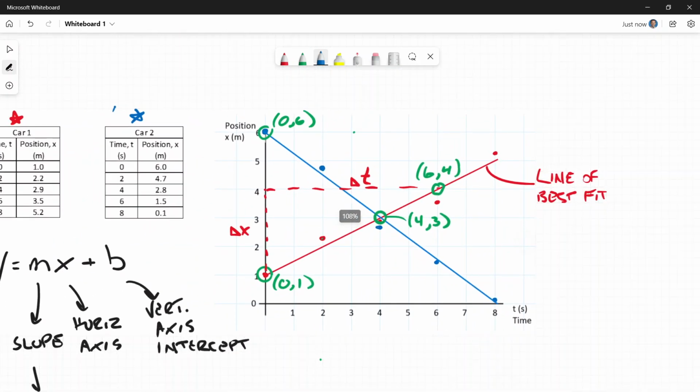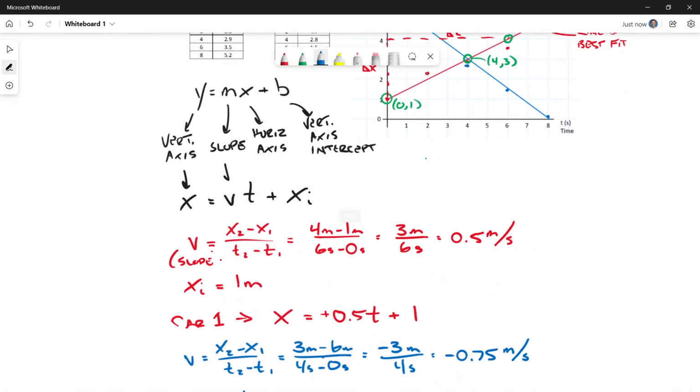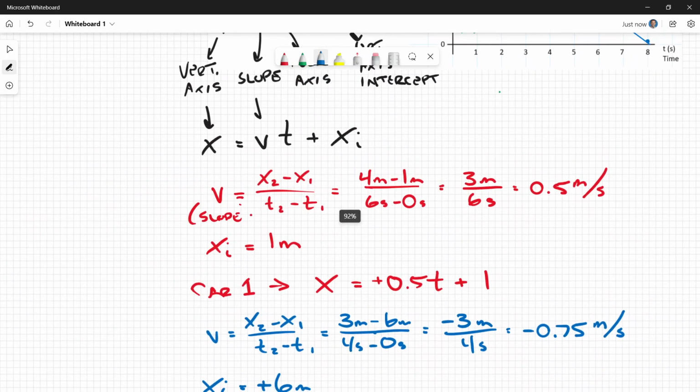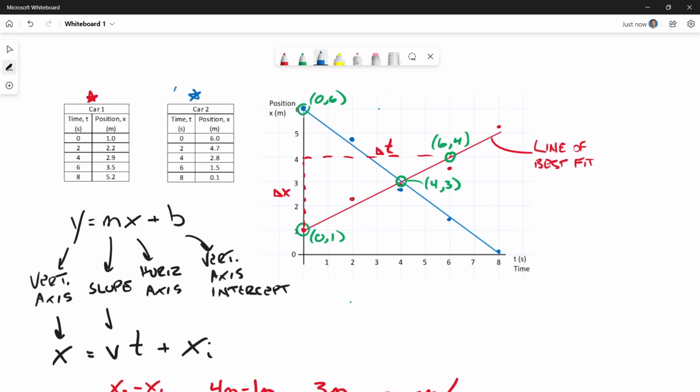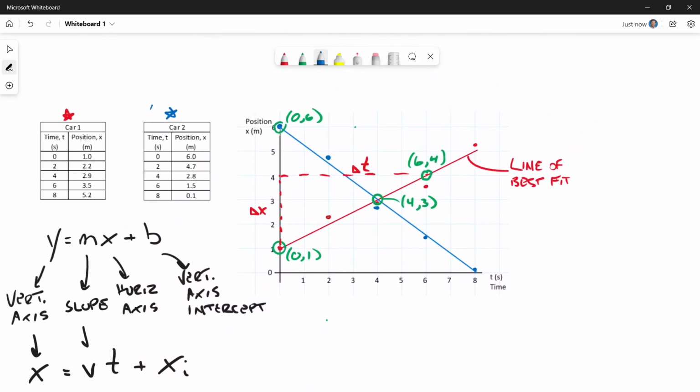And we can expand that. If I wanted to go to 10 seconds, I can put 10 in for t. 10 times 0.5 is 5, plus 1 is 6. So at 10 seconds, the car should be at a position of 6. And sure enough, if I were to continue this line, 6 right here would be right around where 10 would be on our graph, if you could follow my cursor.